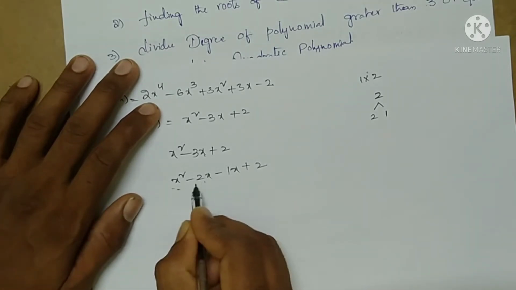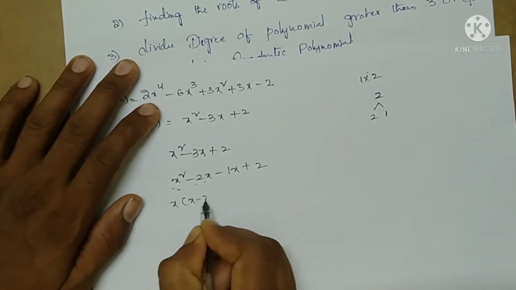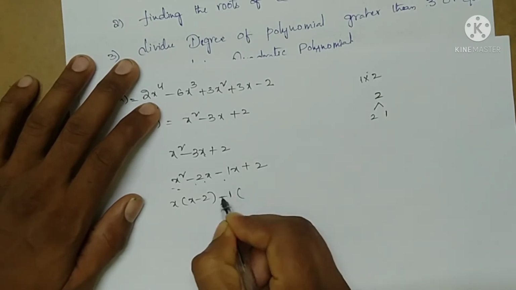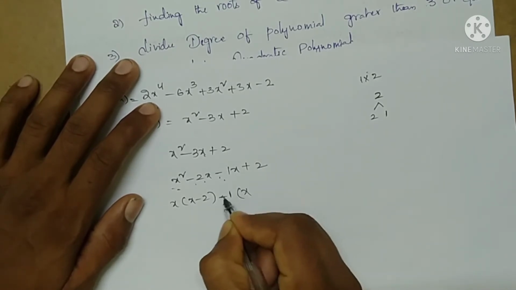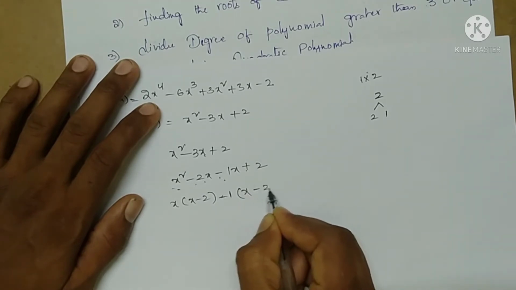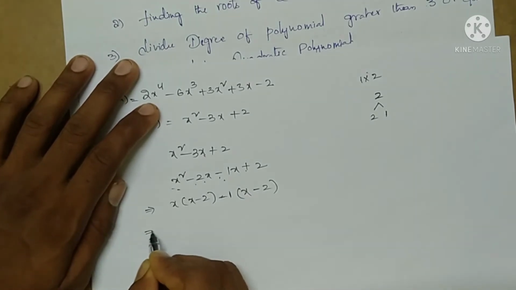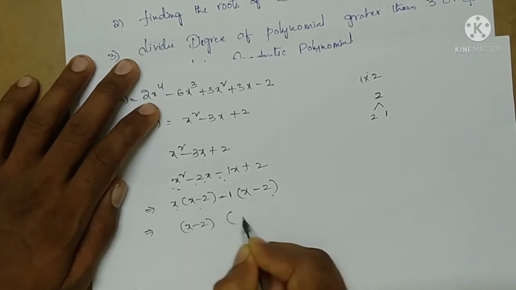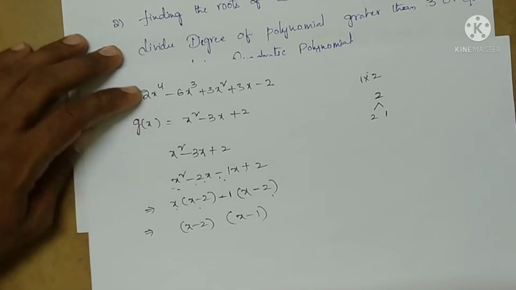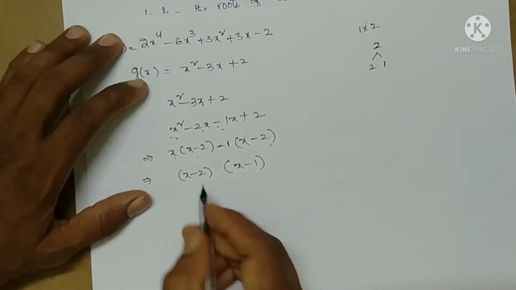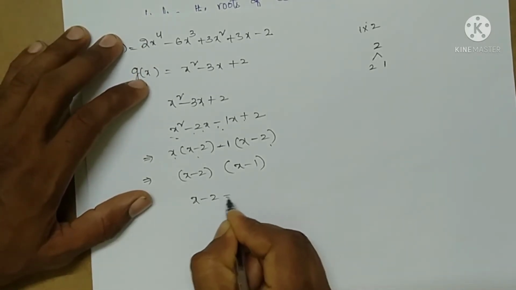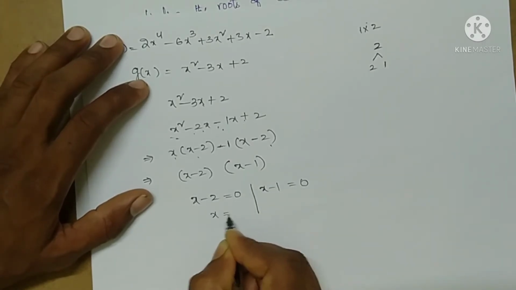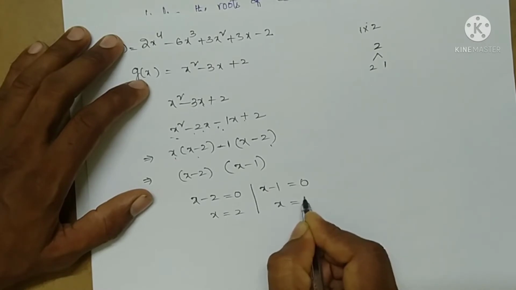So here x is common: x minus 2. Here minus 1 is common: minus into minus is plus x, minus into plus is minus 2. So the entire x minus 2 is common, and the remaining terms are x minus 1. So x minus 2 is equal to 0 and x minus 1 is equal to 0. x is equal to 2, x is equal to 1.